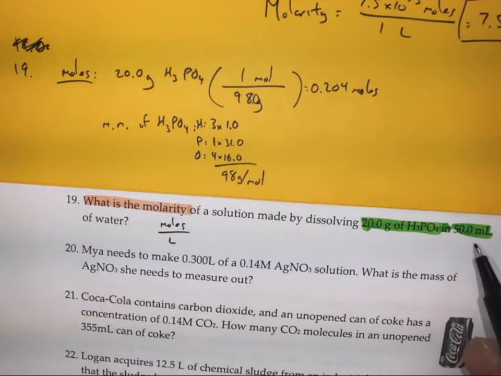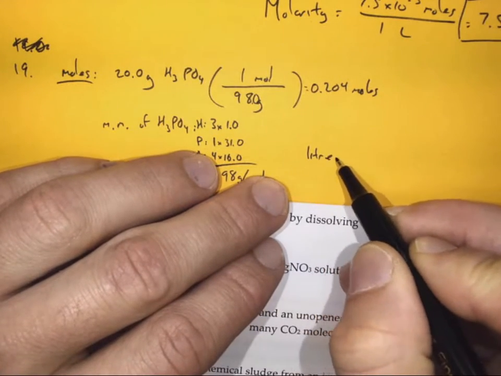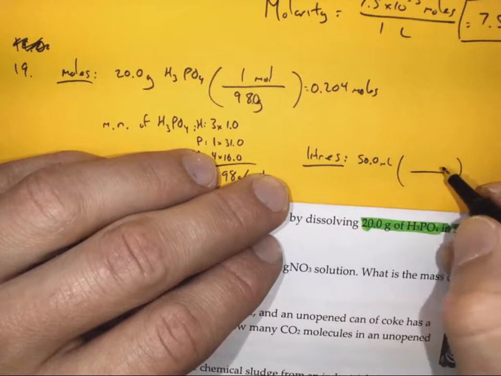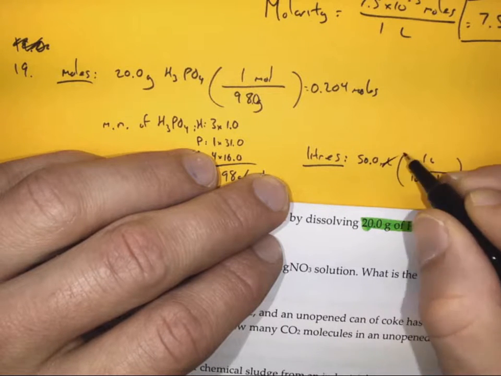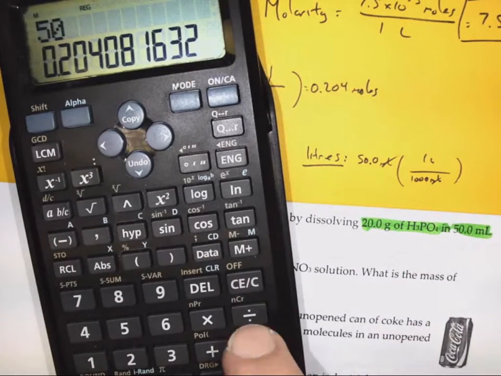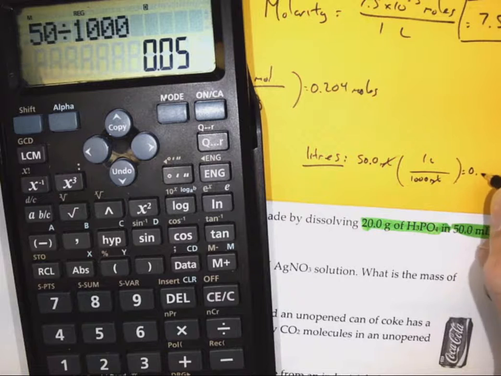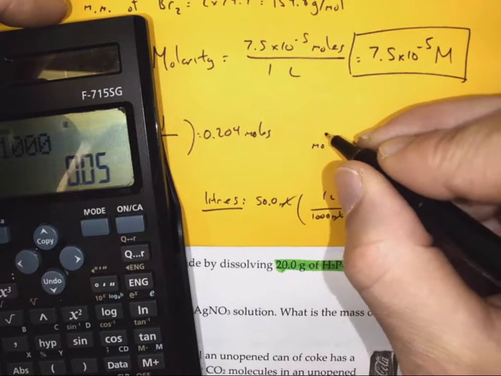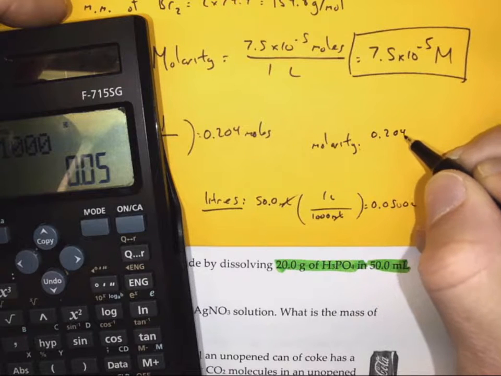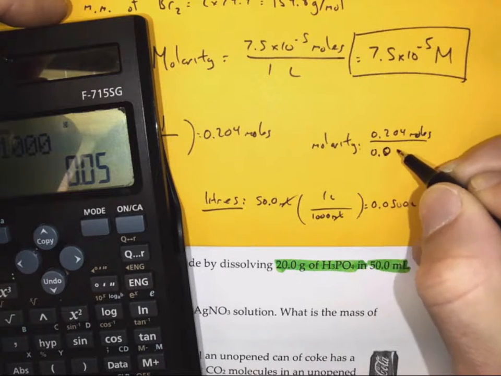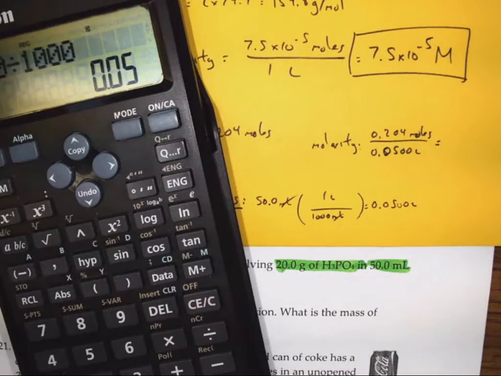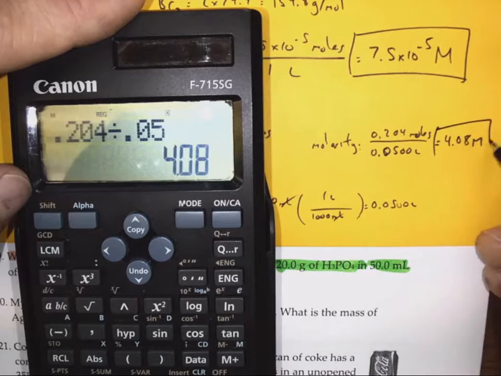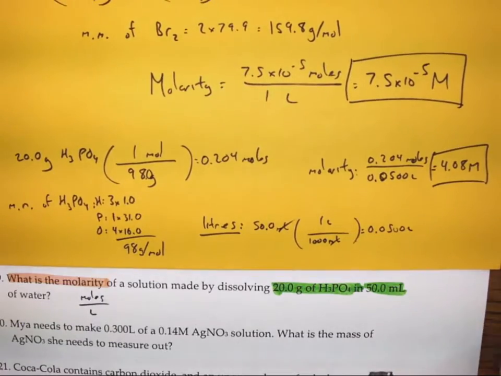And if I want to find the molarity, I can divide that by the number of liters. And the number of liters, well, I have 50 mils. So I can convert 50 mils into liters by saying 1 liter is 1,000 mils. I divide 50 by 1,000, and I get 0.0500 liters. And so the molarity is going to be 0.204 moles over 0.0500 liters. All right, so 0.204 divided by 0.05, and I get about 4.08 molar.